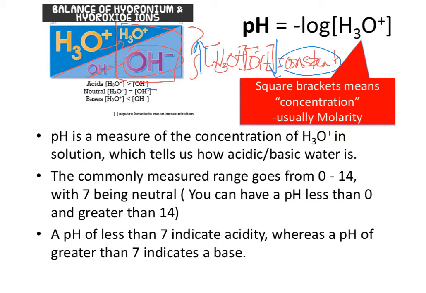If the concentrations of these two ions are equal to one another, it is a neutral solution. If the hydronium ions are present in a larger concentration than the hydroxide, it is an acidic solution. And if the hydroxide ions are present in a higher concentration than hydronium, it is a basic solution. Here again is the official formula for calculating pH.